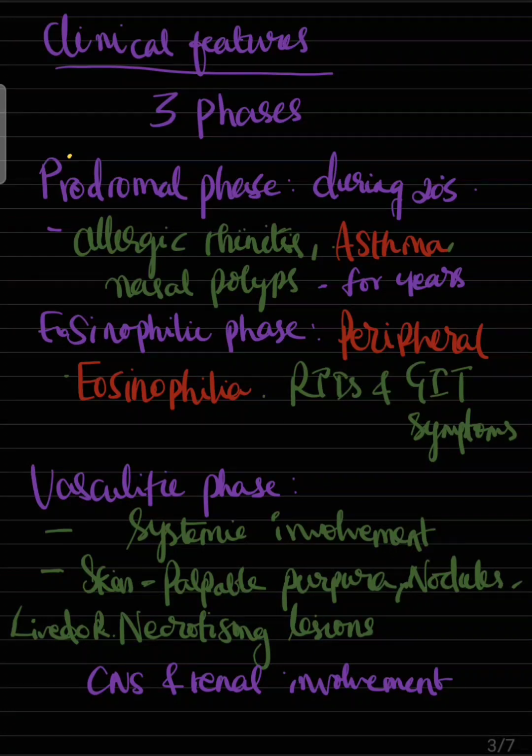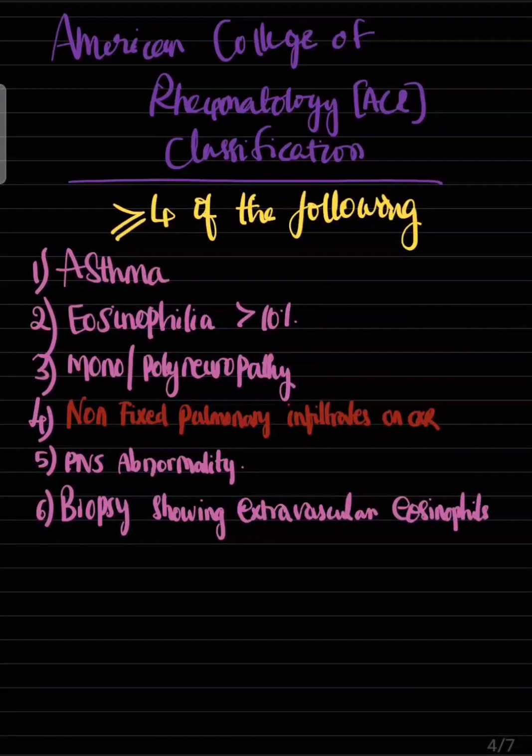Here the involvement is seen in various organs, but the cutaneous features we can see in the form of palpable purpura, nodules, livedo racemosa, livedo reticularis, and sometimes necrotizing lesions. And of course, the other systems such as CNS and kidneys may also be involved. So there's CNS and renal involvement and their respective symptoms.